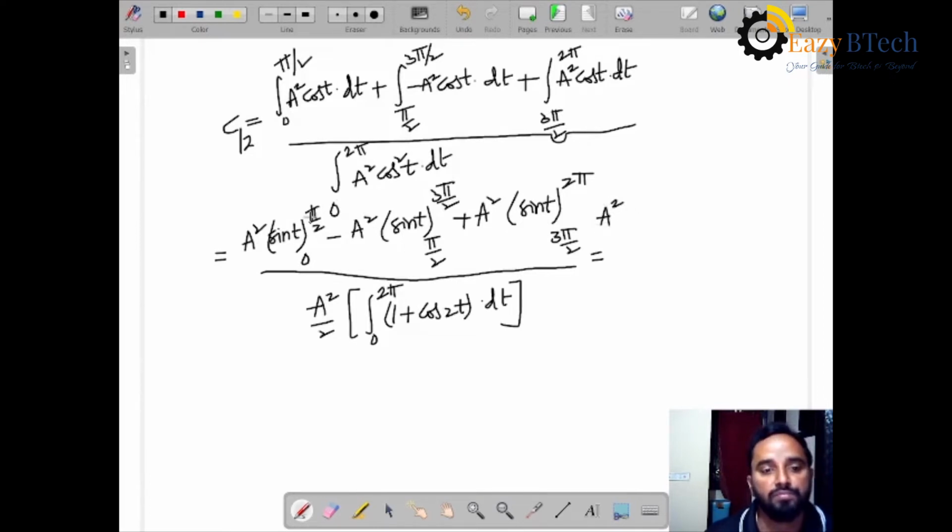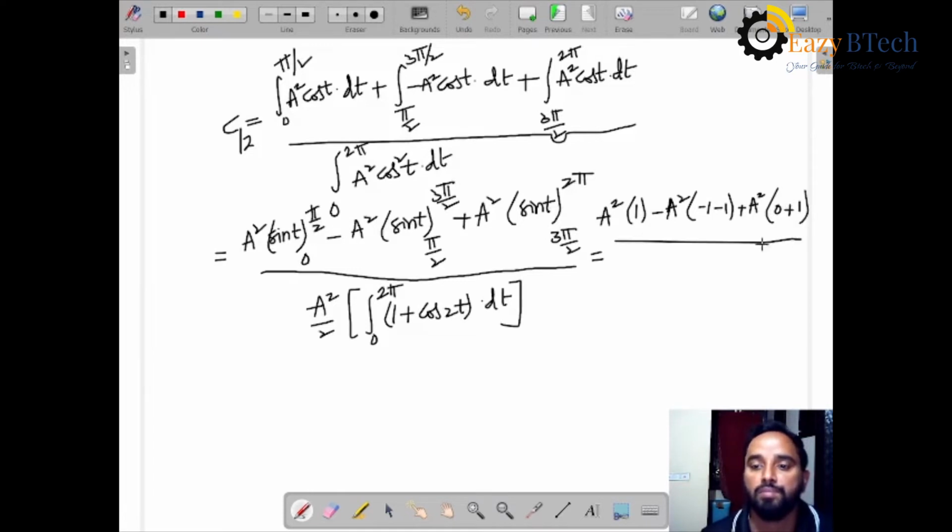So first one, sin pi by 2 minus sin 0. So it is sin pi by 2, 1, 1 minus 0. And the second one, a square sin 3 pi by 2. Sin 3 pi by 2 how much? Minus 1. And sin pi by 2, 1. So it is a lower limit, that is minus 1. Next, the third one, again a square, sin 2 pi 0 and sin 3 pi by 2 minus 1, minus minus it will become plus 1, divided by, so here a square by 2.